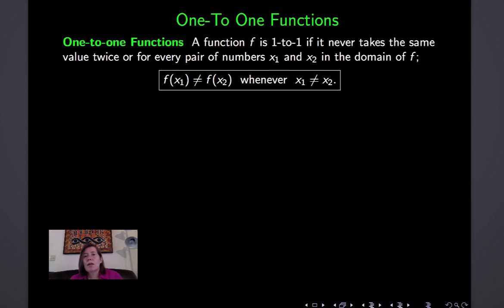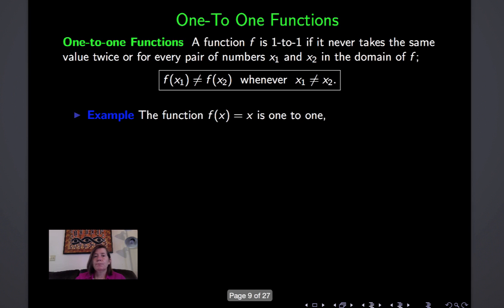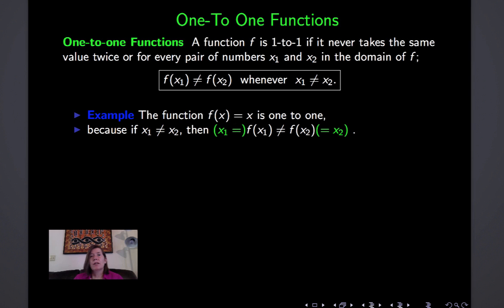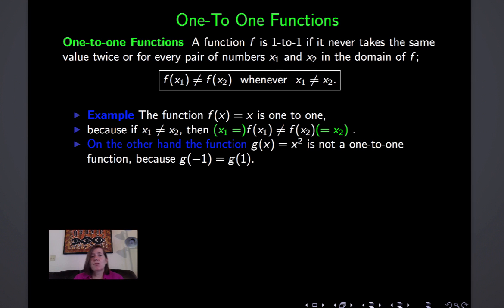Now we're going to look at some very special functions, or functions with a special property called one-to-oneness. Algebraically, this property amounts to saying that whenever I have two different x values, x1 and x2, then f of x1 and f of x2 are also different. The function f of x equals x is 1 to 1. How do I know this? I can verify this simply algebraically. If I have two different values, x1 and x2, then f of x1 is not equal to f of x2 by definition, because f of x1 is x1 and f of x2 is x2.